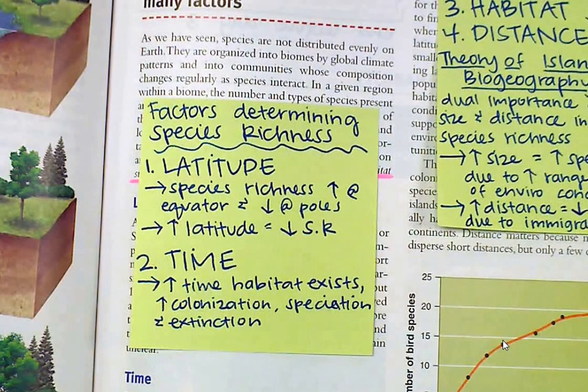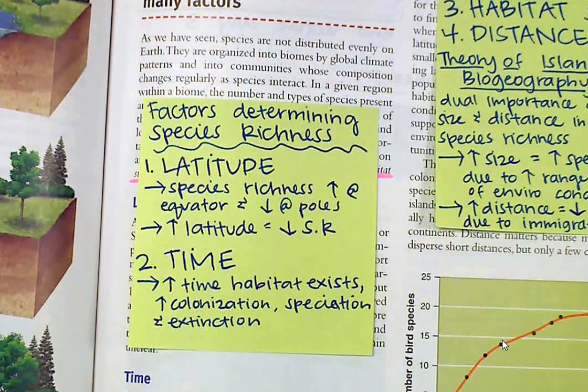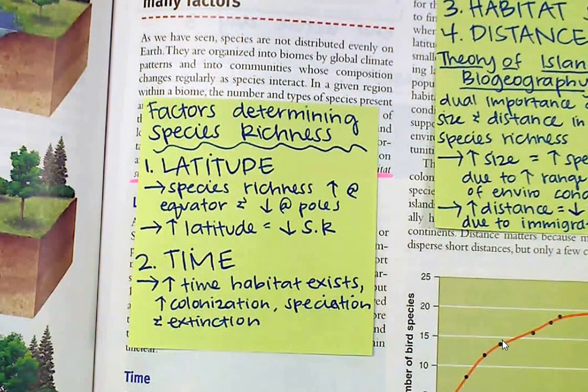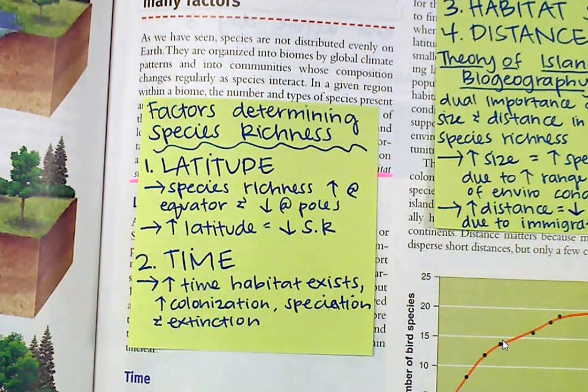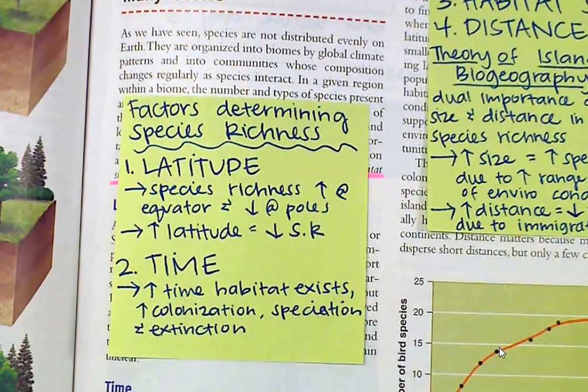Okay, the next factor is time. The longer time a habitat exists, the higher the colonization, the higher the speciation, but then also the higher the extinction. So it's a lot harder to predict this one, but basically the longer that we leave ecosystems alone, the more time that we have for more species to colonize the area, for species to speciate or create new species, and for extinction events to happen.